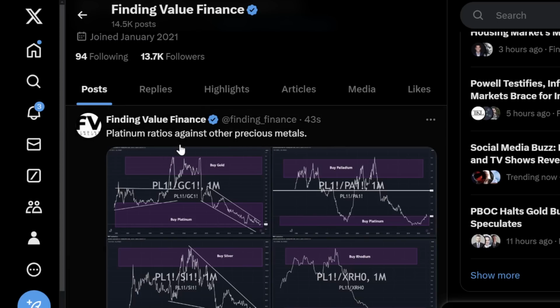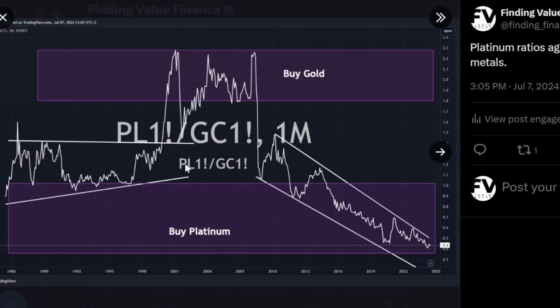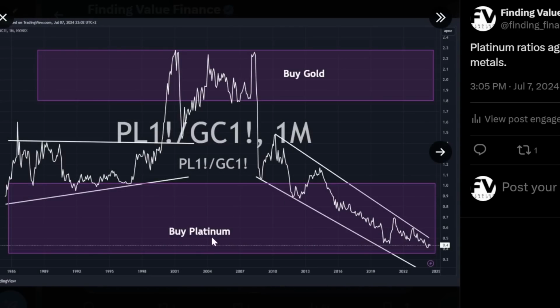So platinum ratios against other precious metals. And this is history, and I just put these buy platinum areas and buy gold areas. The top of the line is roughly at 1 is where I put it, and the top up here is roughly 1.8. Obviously, you want to buy it as cheap as you can, and you want to sell as expensive as you can if you're a platinum owner. If you're a gold owner, you want to buy it with the highest ratio possible and sell it at the lowest ratio possible and swap your metals into the favorable asset that is cheap.